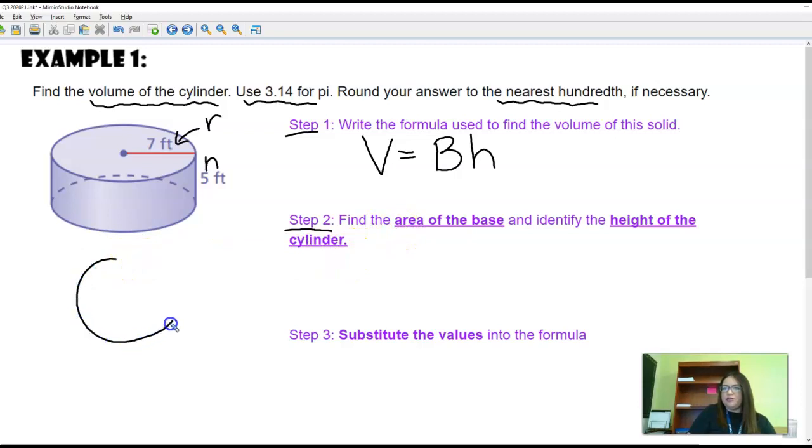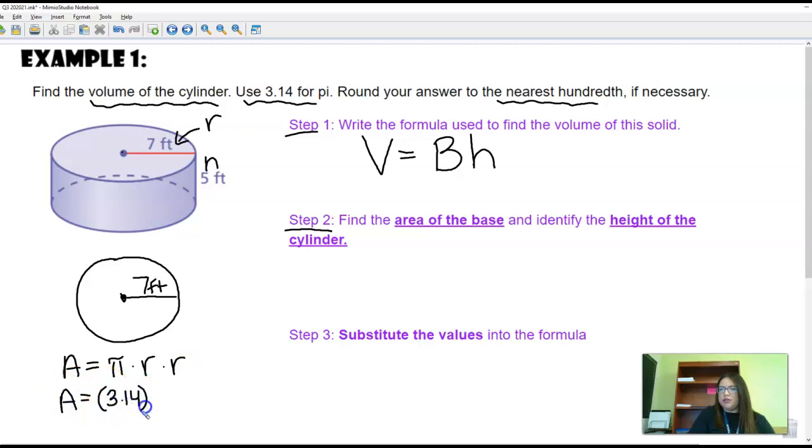I'm going to draw myself a circle right here. And they gave me the radius, so I have a 7-foot radius. So I need to go ahead and say A equals pi times R times R. So that's going to be A equals 3.14. When I say A, by the way, it means area. Area equals 3.14 times 7 times 7. Type it into your calculator.